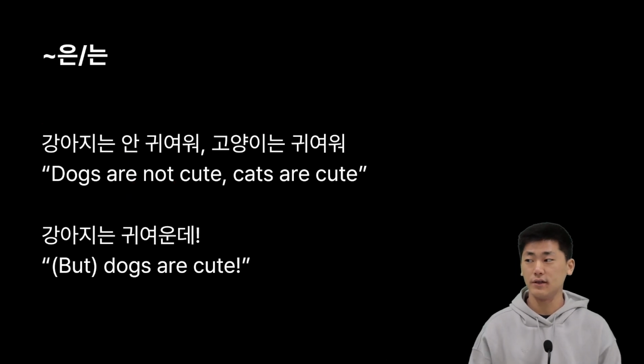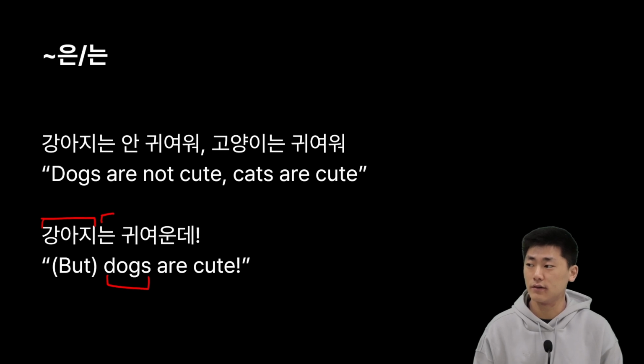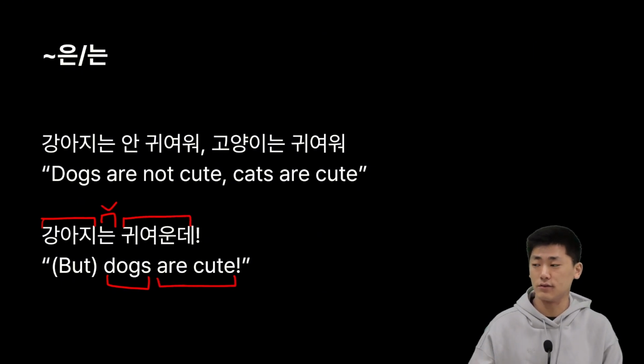And the next one is 강아지는 귀여운데, which means dogs are cute, but. In this sentence, 강아지 means dogs, and 는 is the auxiliary particle, and 귀여운데 means are cute. So in this case, 는 is used for adversativity, so it means but.